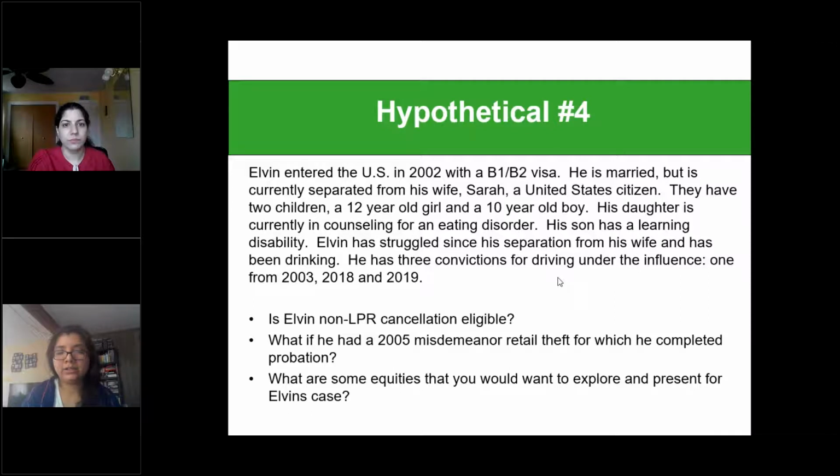What if Alvin had a 2005 misdemeanor retail theft for which he completed probation? I'll throw a criminal wrench in there. Is that a conviction for immigration purposes? What do y'all think? Yes, that is a conviction. So if he does have that conviction, would he be eligible for non-LPR cancellation?